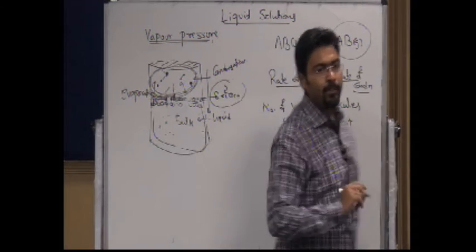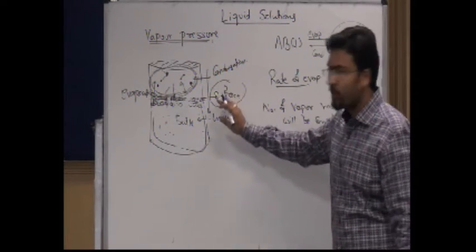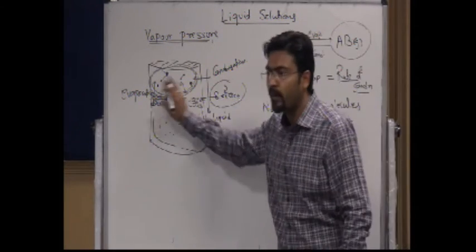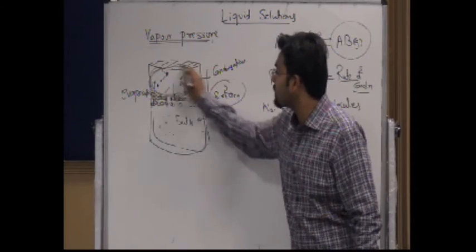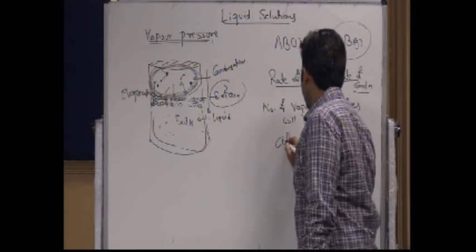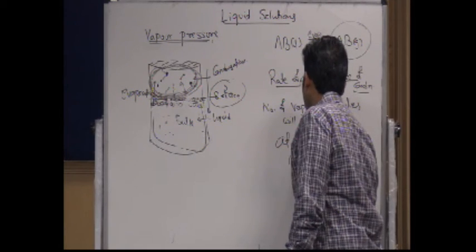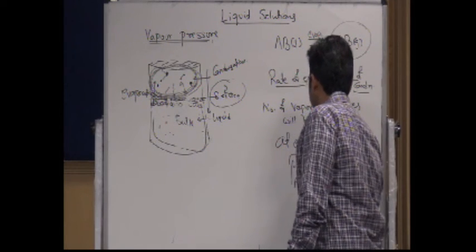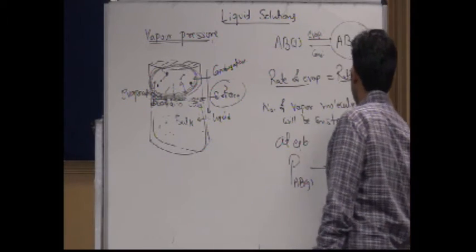If this number will be constant, then in this duration, under the other conditions of volume and temperature, these particles will be applying a constant pressure. So at equilibrium, the pressure applied by AB vapors is called vapor pressure.